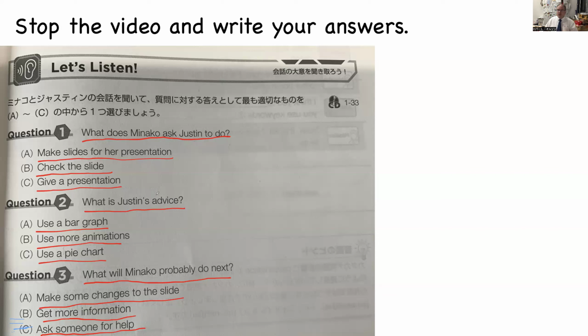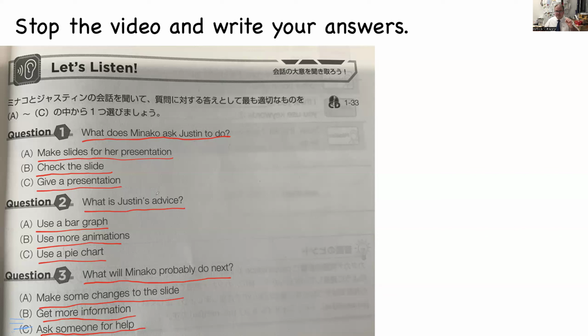Okay, let's listen one more time. When I hold up my fingers for one, that means the information is for question number one. When I hold up my fingers for two, that means that's the information for question number two. When I hold up my fingers for three, that will be the information for question number three. Okay, please listen.